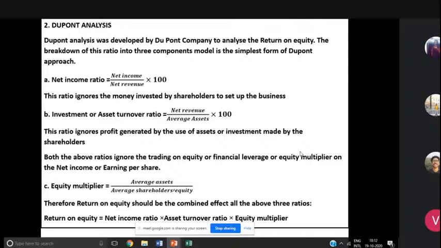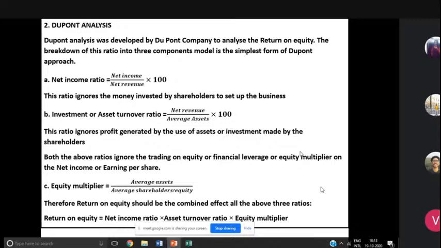Those who have forgotten about financial leverage, kindly write: financial leverage denotes use of borrowing or debt to maximize the EPS. I repeat, financial leverage denotes use of debt or borrowing to maximize the EPS. Therefore, you have to use the equity multiplier. See the next ratio, equity multiplier. Why is it called equity multiplier? Denominator is equity, numerator is the average assets.